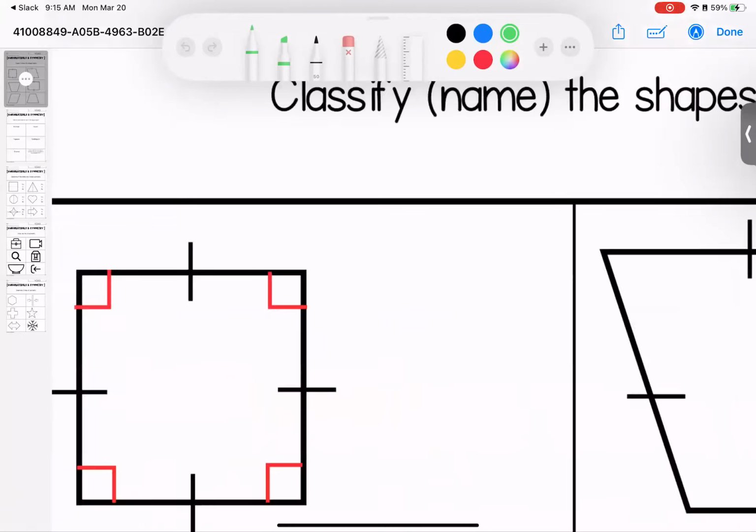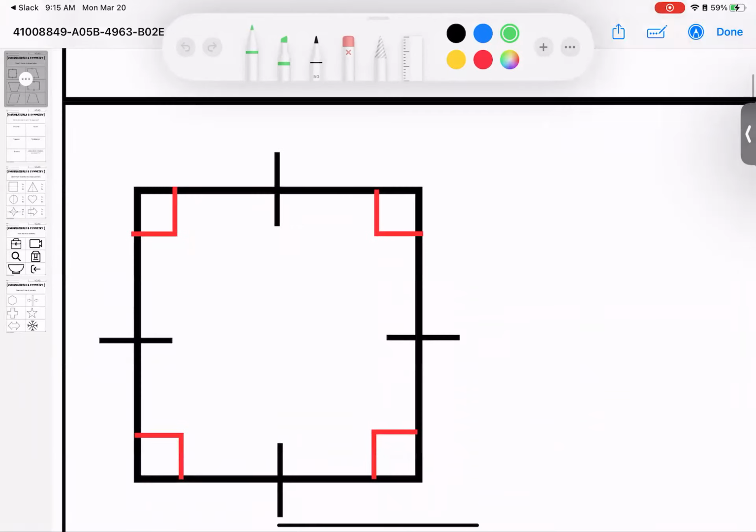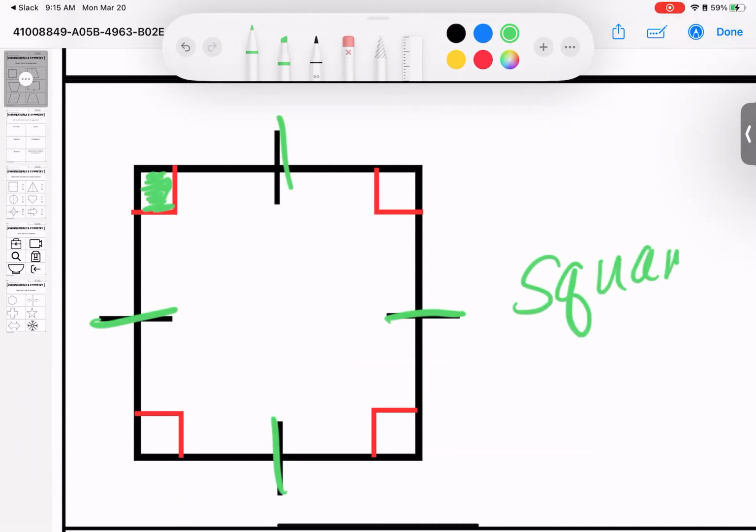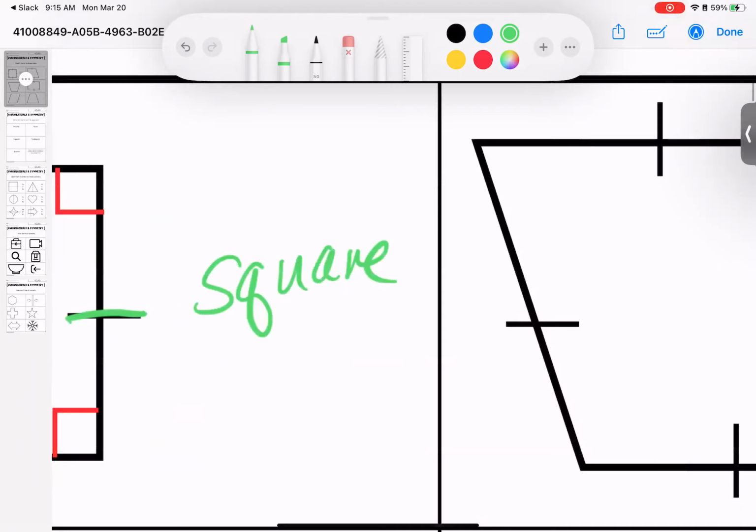All right, our first page is looking at what we know about our shapes. Looking at this shape, it has 4 right angles and 4 equivalent sides. I know that because I have my right angles and I have my matching side hash marks. This, my loves, is a square.